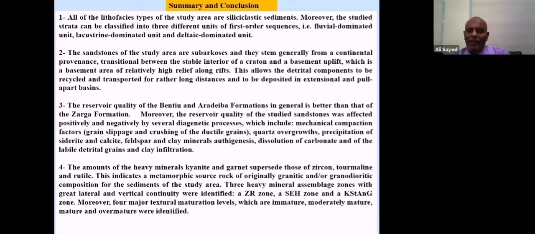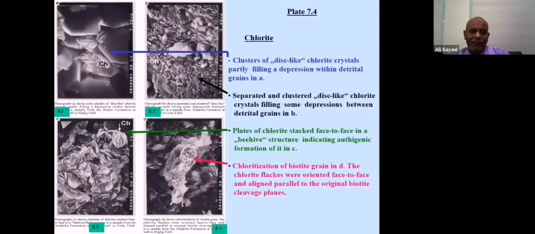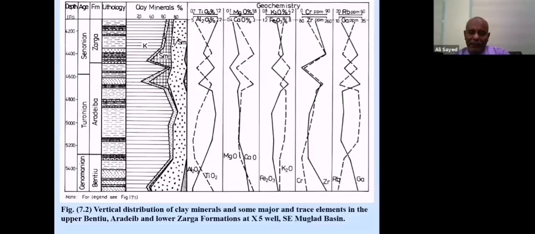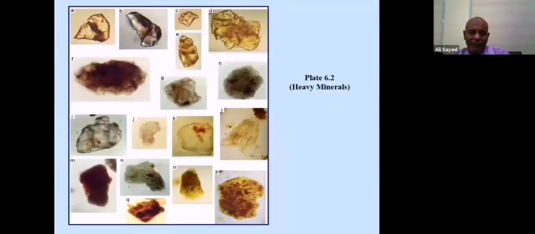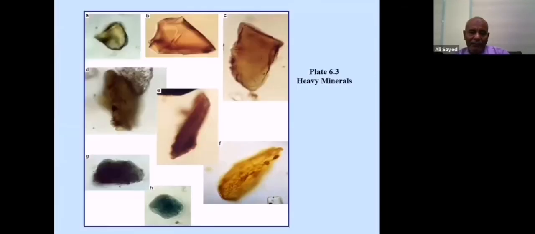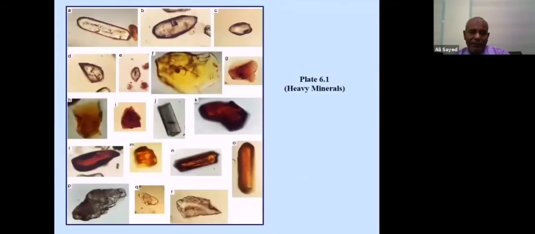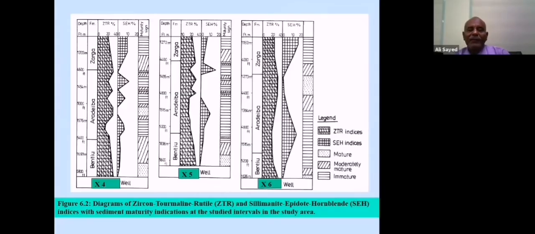We also did heavy mineral analysis. We find three mineral zones. We plot this against the textural maturity of the sediments. Textural maturity here is shown by the heavy minerals. You see, here is the heavy mineral. We have a diagram showing the textural maturity against the concentration of the heavy minerals.